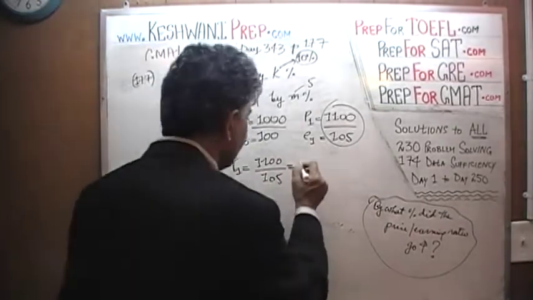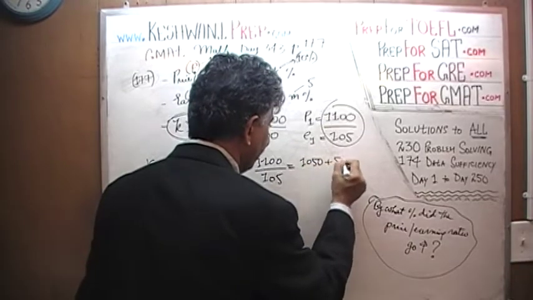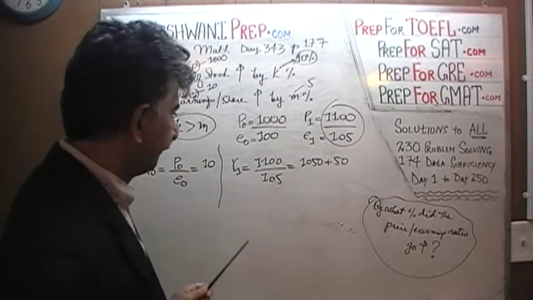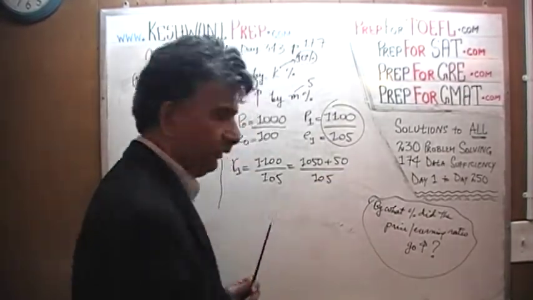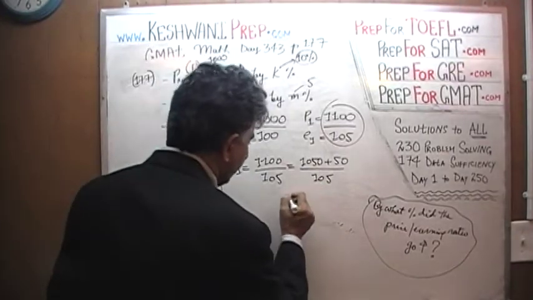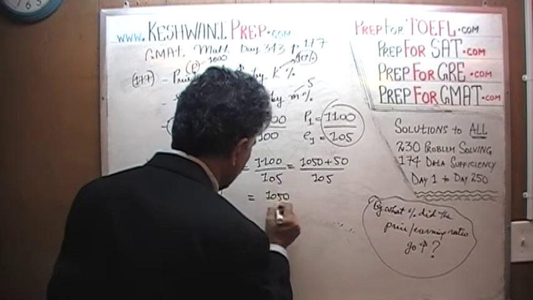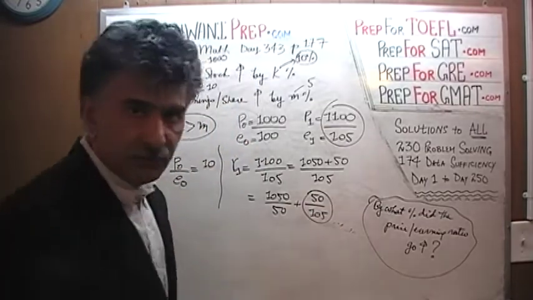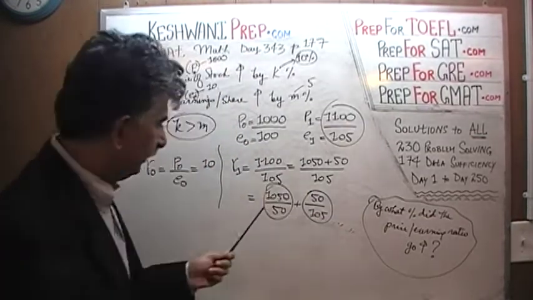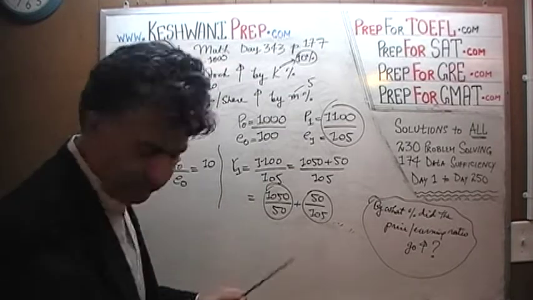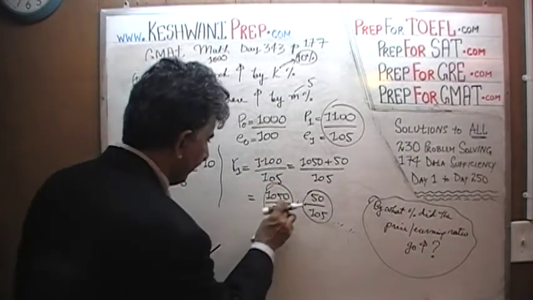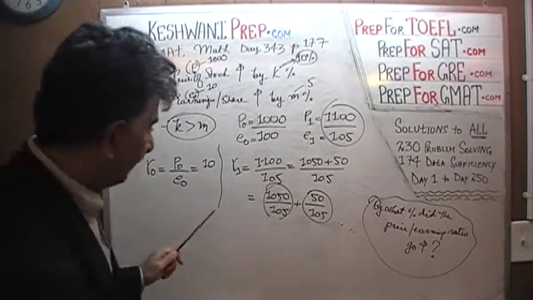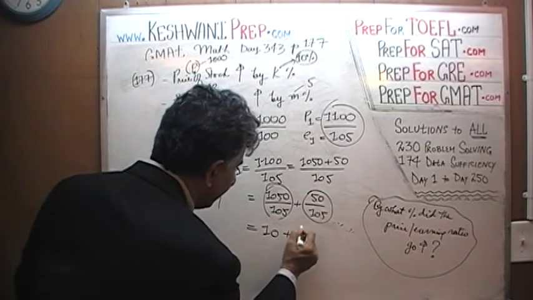1,100 over 105, which can be written as, this is where the tricky part comes in, where you have to pay attention, 1050 plus 50 over 105. 1100 can be written as 1050 plus 50. Why not? As I said, stay with me in this story. This part in turn can be written as 1050 over 105 plus 50 over 105. Are you with me? Right here is 105 at the bottom. 1050 over 105, that's just 10.